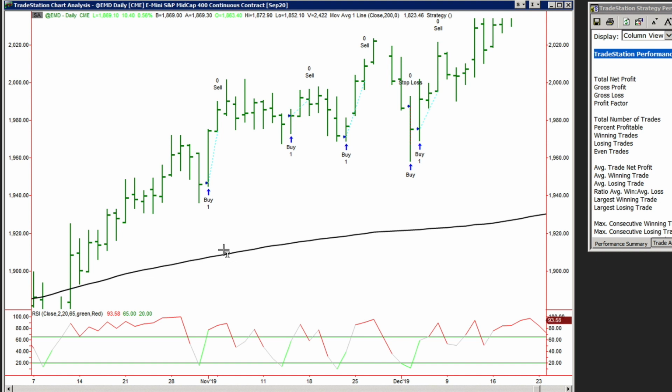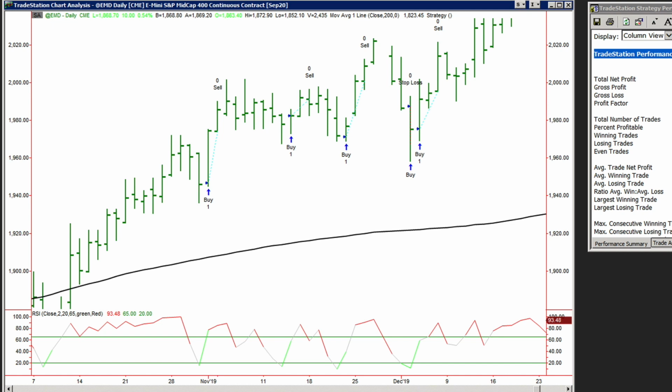So we're above the 200 period moving average. Price according to the RSI right here goes low, below 20. We buy and then sell when it rises above. Another one here, buy, sell, buy, and then we sell when it gets above. Very simple. Here we had a stop loss. There's one that was a loser.